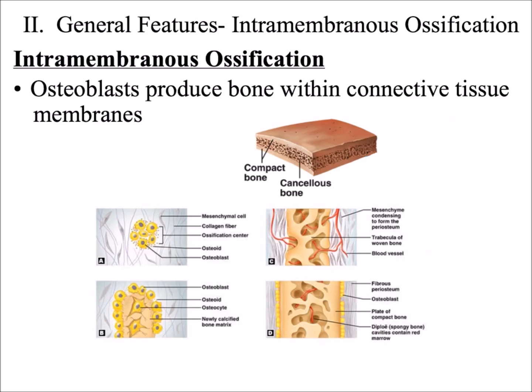And the way that the process works is this. You have connective tissue membranes, right, on each side of this area right here. And what happens is within the middle part of these connective tissue membranes, cells spontaneously become osteoblasts. And they make bone, right? And then they make more bone, and then more bone, until eventually you have what we call a flat bone.